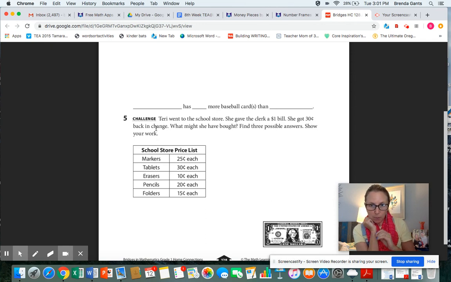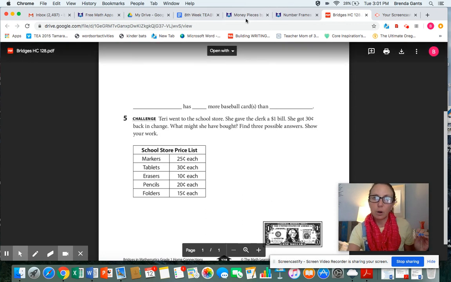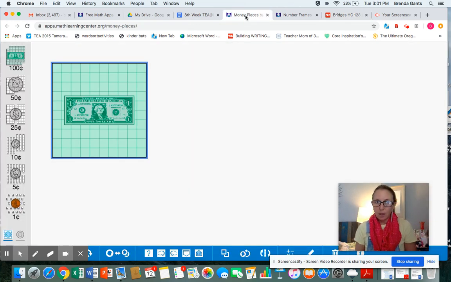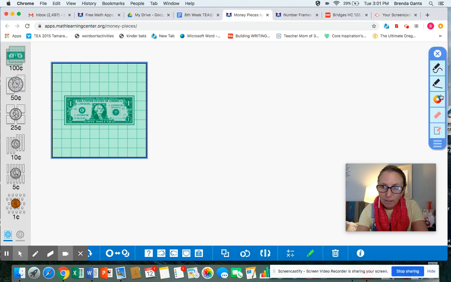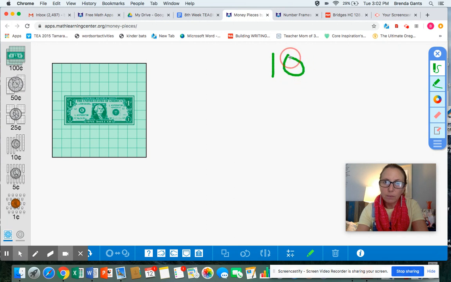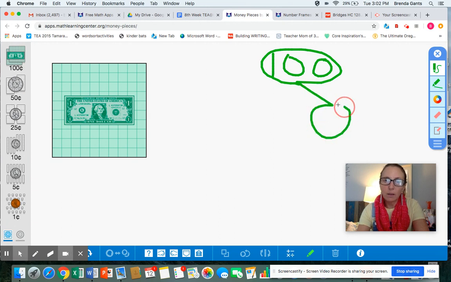We're going to have to break this into some parts. So she went to the store. She gave the clerk $1. The clerk gave her back 30 cents. So we have to figure out, how much did she spend? If she got 30 cents back, I'm going to use green for money. So we know she started off with $1, which is 100 cents, right? The clerk gave her back 30 cents. So what is the part of the dollar that she spent?